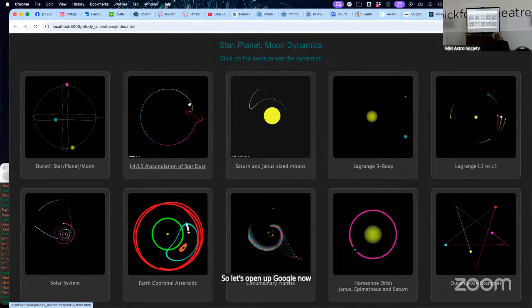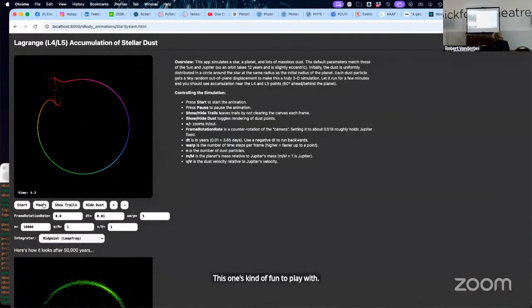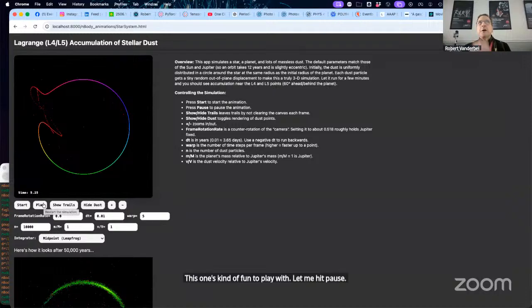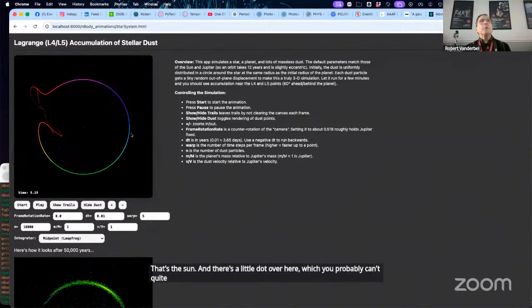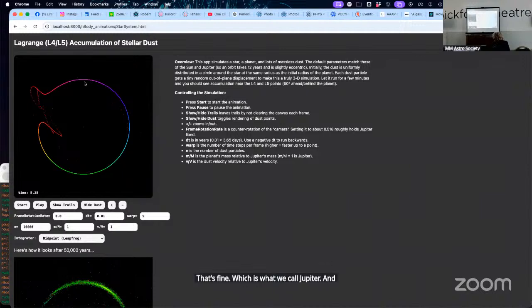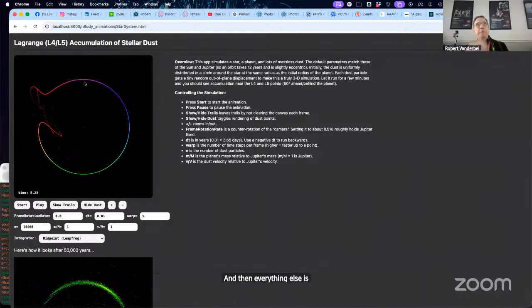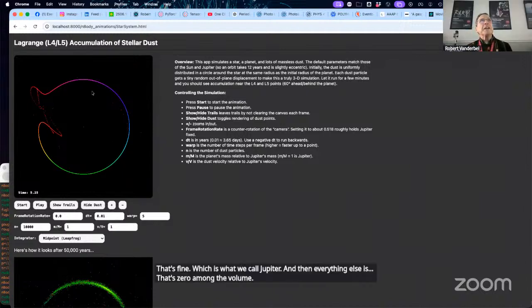Here's the web page. This one's kind of fun to play with. And then hit pause. What this has, which you can hardly see, you see a little dot in the middle? That's the sun. And there's a little dot over here, which you probably can't quite see, which is what we call Jupiter. And then everything else is mass zero, even though I'm drawing them as if they're biggish things, just stellar dust.